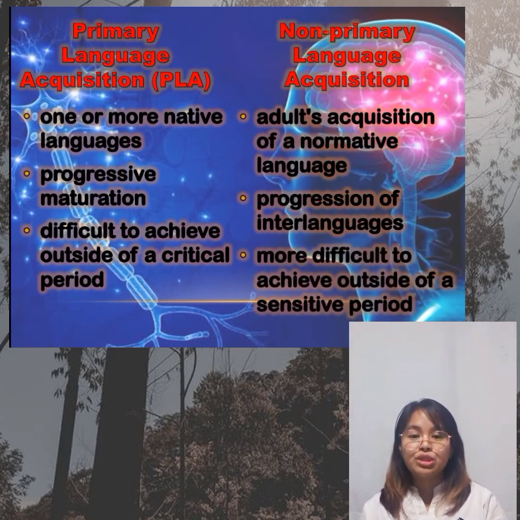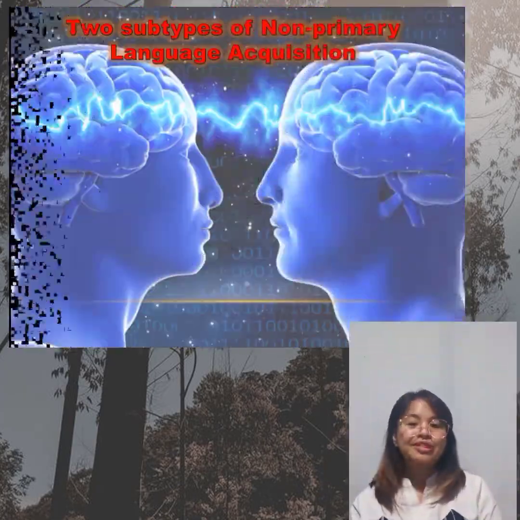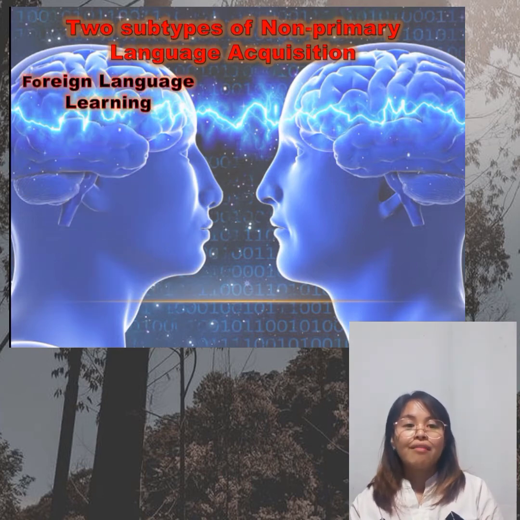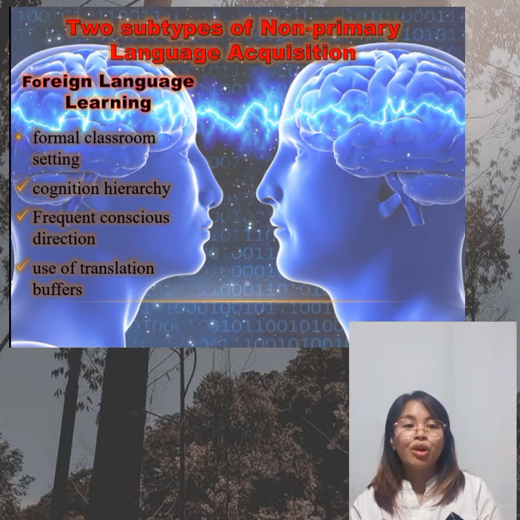Non-primary language acquisition becomes more difficult to achieve outside of a sensitive period, which ends at approximately 13 years of age. Now that we have finished differentiating primary language acquisition from non-primary language acquisition, I am going to present to you the two subtypes of non-primary language acquisition. First, we have foreign language learning. Foreign language learning happens in a formal classroom setting.